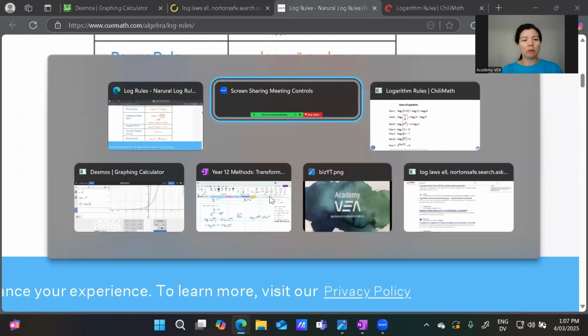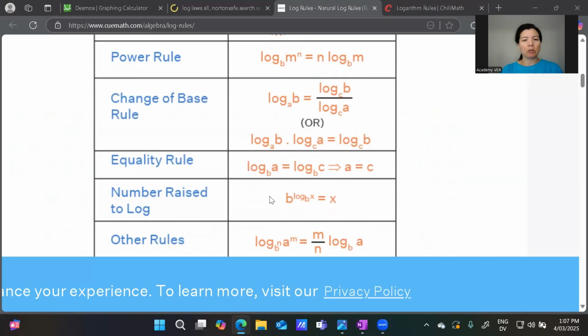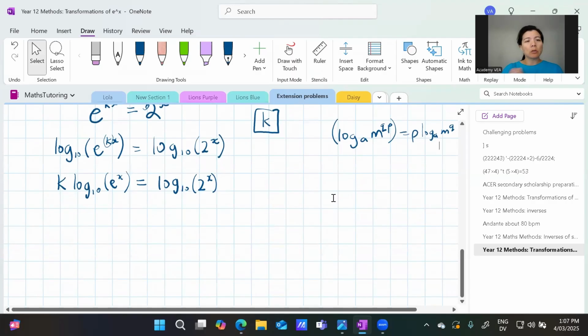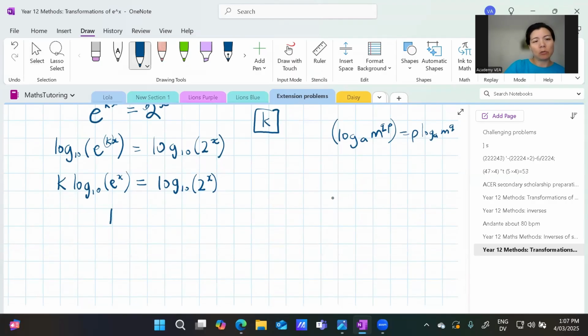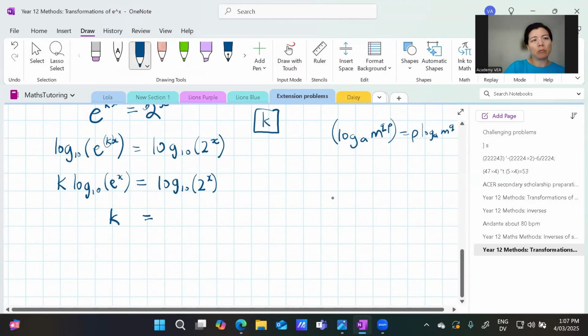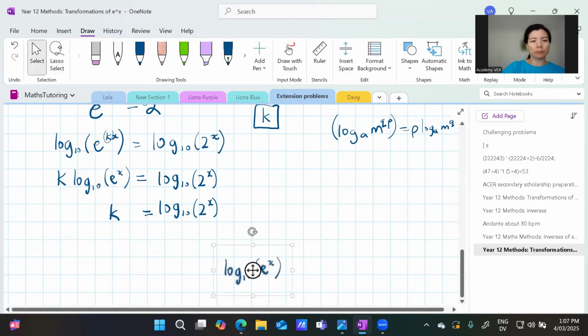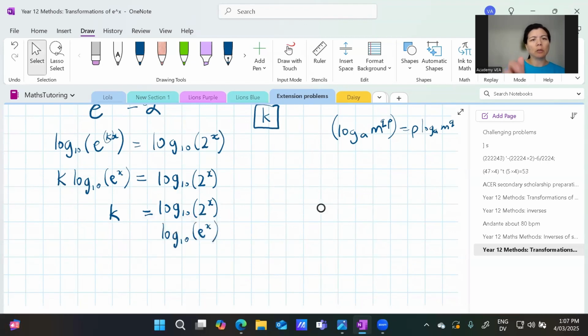Okay, so let's have a look at the notes again. Now you can make k the subject, so k equals everything that was on the right-hand side, copy and paste, divided by the log to the base 10 of e to the x, copy and paste again. I haven't applied one other log rule that I need to. I could have done it earlier, but I just thought I'd keep it simple.